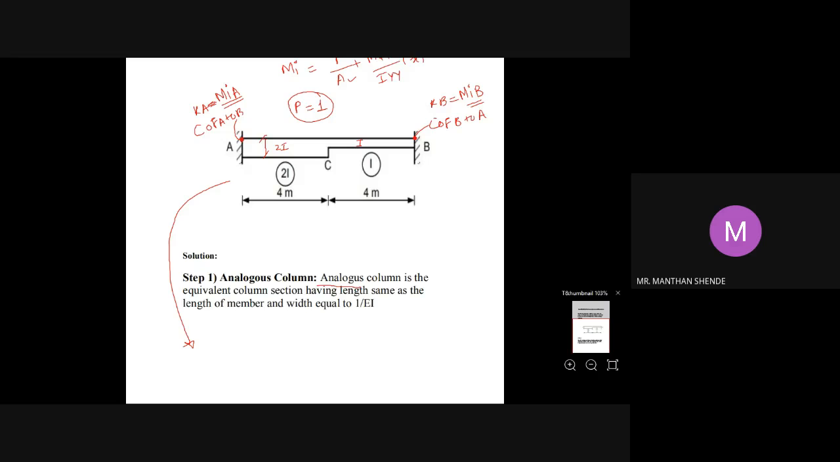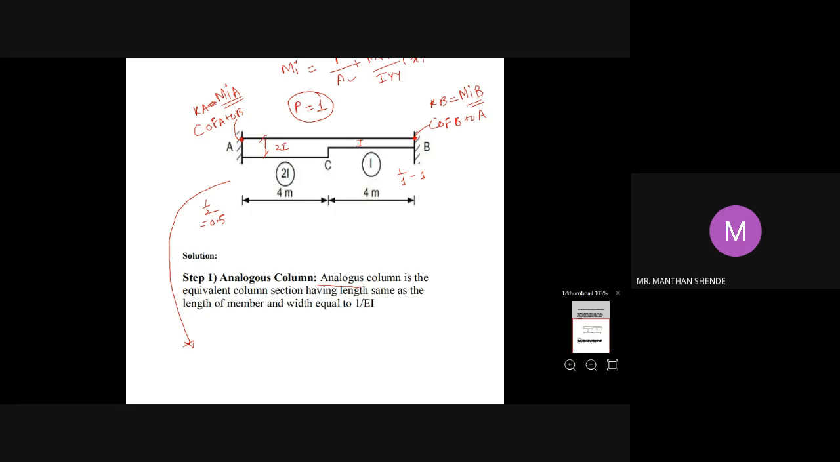So in this analogous column section, this width will become 1 by twice EI, so this is 1 by 2, and this width will become 1 by EI. The 1 by 2 ratio is 0.5 and the 1 by 1 ratio is 1. So naturally this width will be less than this. Accordingly, you have to see that ratio and plot the analogous column section.